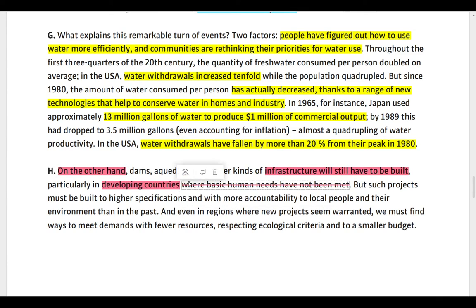So I actually have to remove this. I have to highlight instead of striking through. But such projects must be built to higher specifications and with more accountability to local people and their environment than in the past. And even in regions where new projects seem warranted, we must find ways to meet demands with fewer resources, respecting ecological criteria and to a smaller budget.